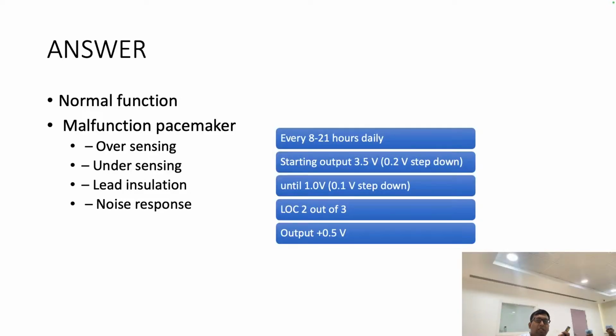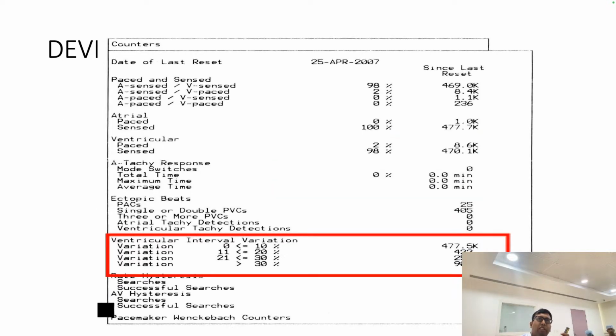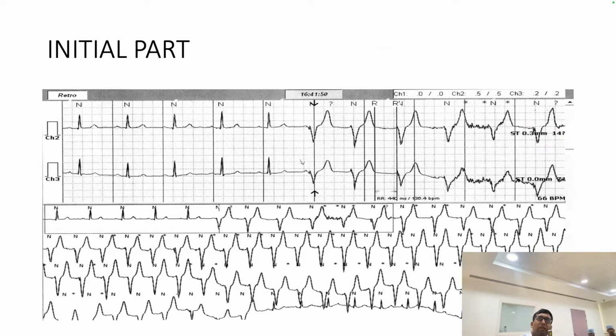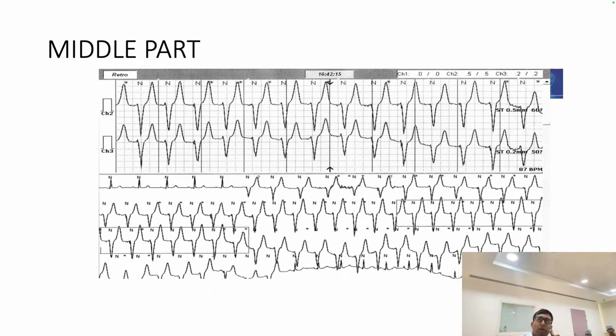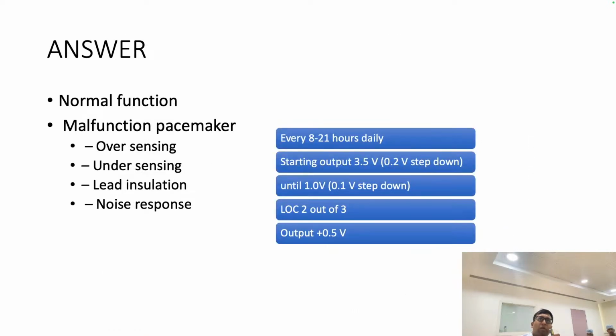No lead insulation issue, because sometimes, if you look at the strip, some noise is coming initially and people will think it is a noise problem, but it is not a noise issue. You have to show under sensing or over sensing. So there is no lead insulation issue. What he was saying, every 8 to 20 on daily, it will be starting at 3.5, and until 0.1 loss of pressure, 2 out of this one.